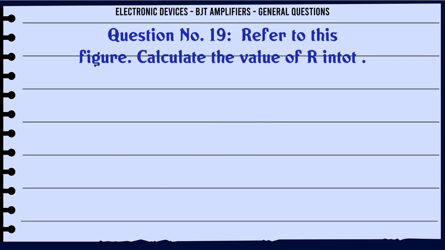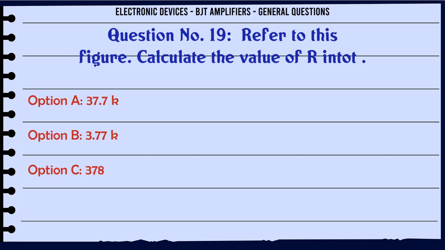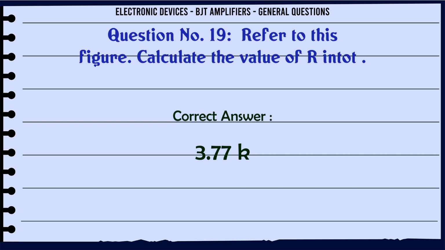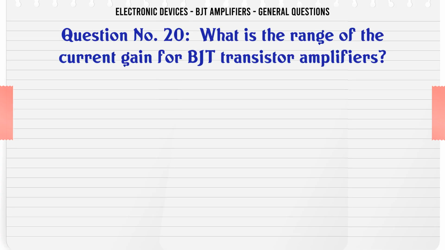Refer to this figure. Calculate the value of R in total. A. 37.7 K. B. 3.77 K. C. 378. D. 2.25 K. The correct answer is 3.77 K.